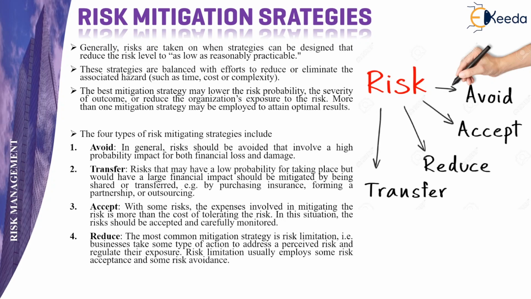The four types of risk mitigating strategies include risk avoidance, or to avoid. In general, risks should be avoided that involve a high probability and impact for both financial loss and damage. If a particular risk is seen where you cannot apply any treatment method and it will cause huge losses, both in terms of time and cost, it is best to avoid that risk. And if there are many such risks, you must avoid the project.